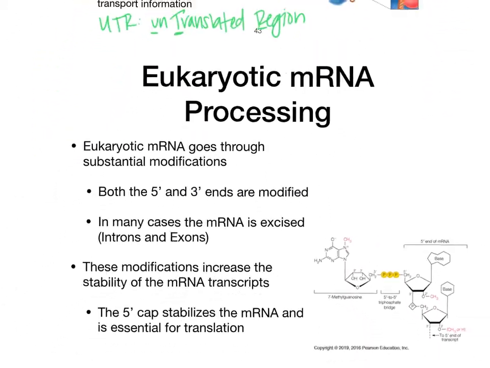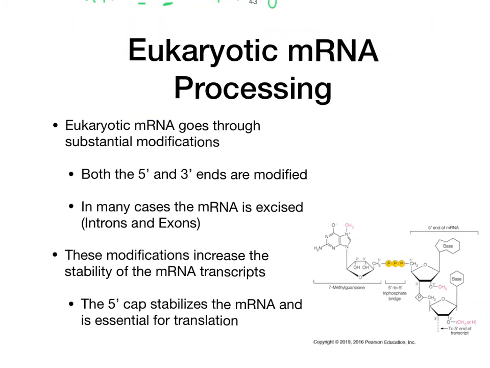So mRNA processing is somewhat more substantial in eukaryotic cells. A lot of this has to do with the nucleus. Both the 5' and the 3' ends are modified. mRNA can be excised depending on whether or not it has introns and exons. And all of these modifications, their entire goal is to increase the stability of the mRNA transcript.